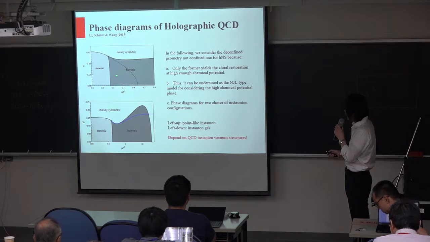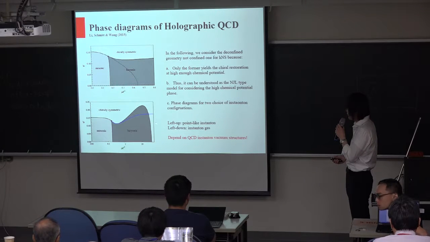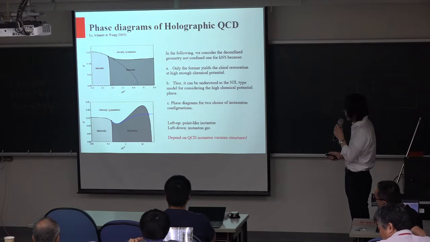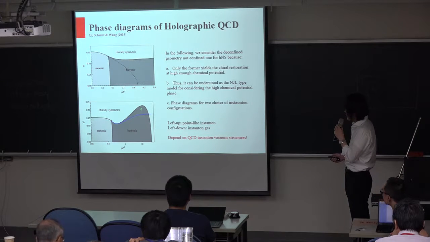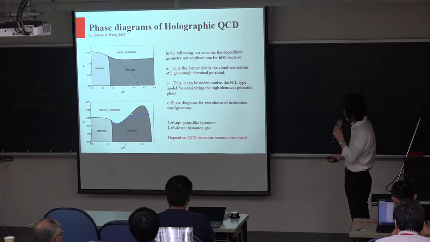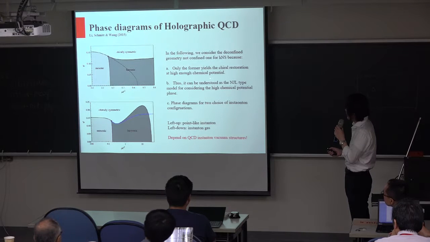And this is for the pot-like case, and this is the case for the instanton gas, which has a non-zero instanton size. But in the end, we actually choose this pot-like model because we are mainly interested in this area, which is similar to the instanton gas case, and it's easier to calculate. But anyway, the important thing is that in the instanton gas case, you could see the chiral symmetry is restored when you have a high enough chemical potential.